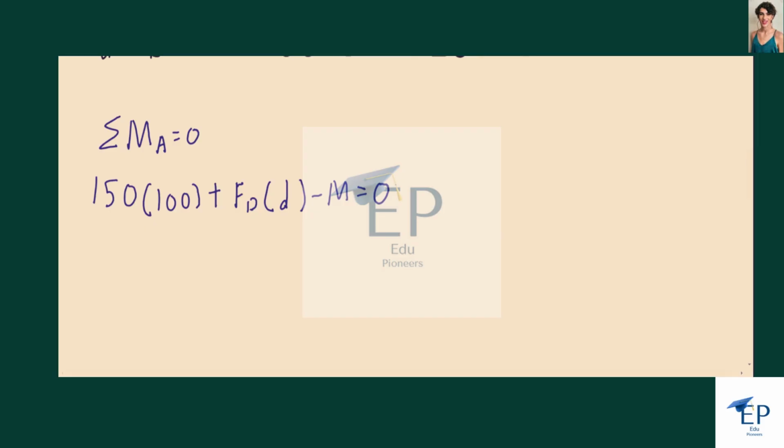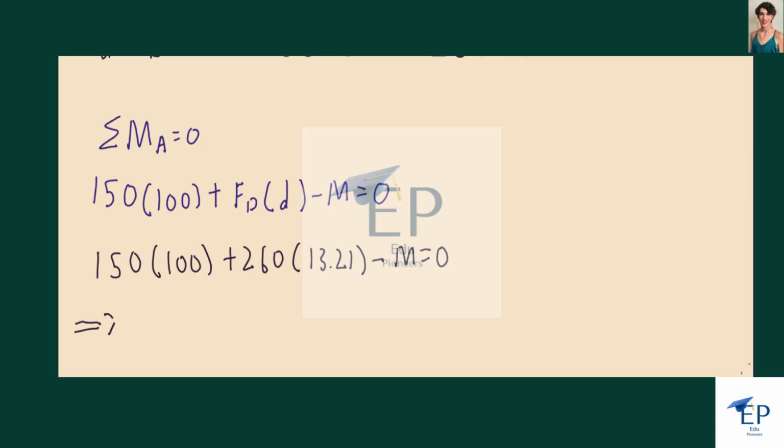So we can now plug in the known terms. So we'll have 150 times 100 plus 260 times 13.21 minus M is equal to 0. And solving this equation for M gives us the required moment that is equal to 18.43 newton meters.